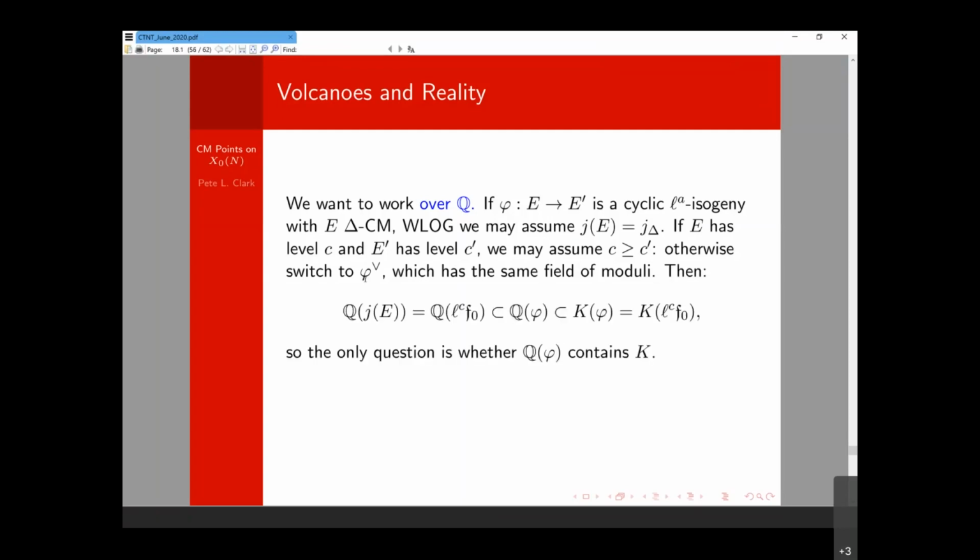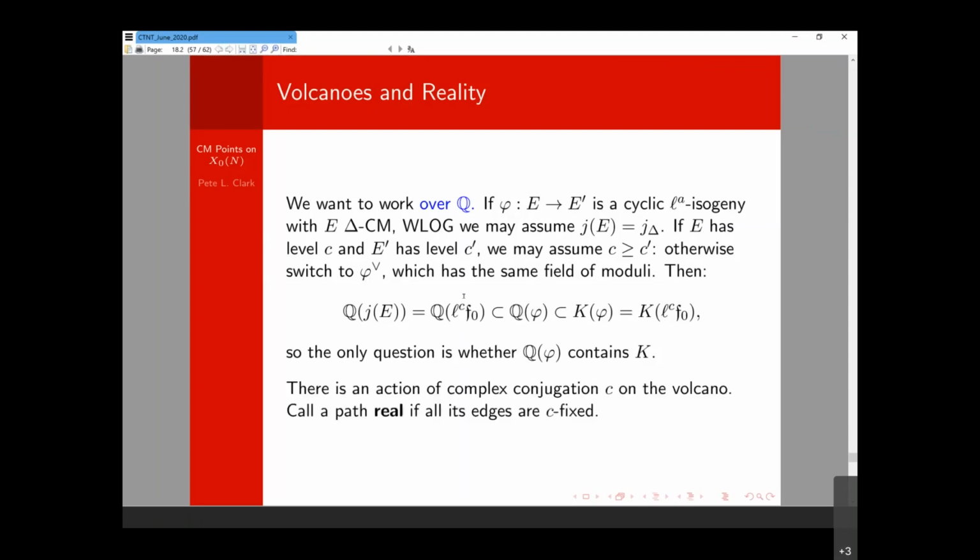Okay, and then you see where we are. We just computed the field of moduli over K to be this ring class field, and the fact that it contains Q adjoin J is just this ring class field. So you see that we just have a simple dichotomy. The field of moduli is either going to be this ring class field or this rational ring class field, and so the only question is whether it contains K.